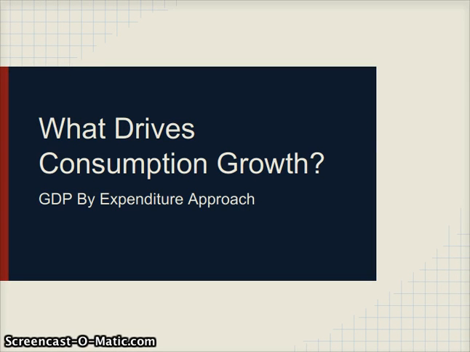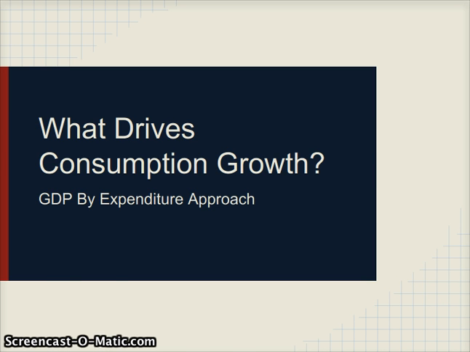Hi, so for this lesson we're going to look at consumption growth. This is part of the GDP by expenditure series of lessons, and really we're trying to answer the question, what drives consumption growth? So what kind of indicators can we look at, or what kind of things in the economy actually drive some of our decisions to consume more or less?